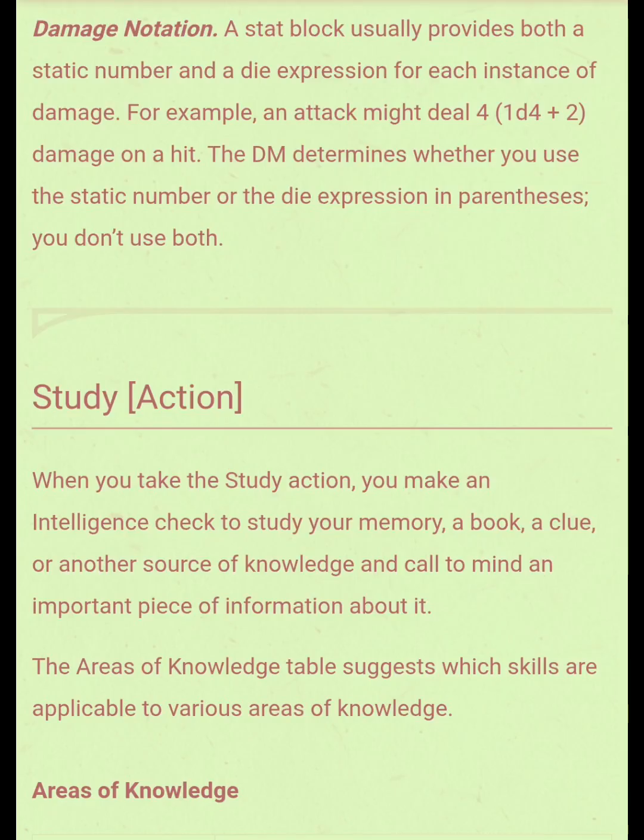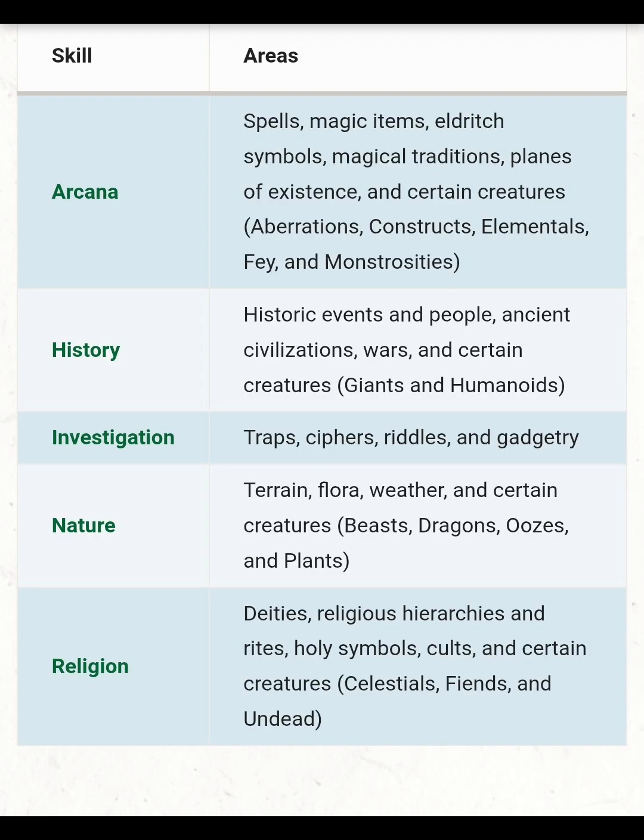Study action. When you take a study action, you make an Intelligence check to study your memory, a book, a clue, or another source of knowledge, and call to mind an important piece of information about it. The Areas of Knowledge table suggests which skills are applicable to various areas of knowledge.